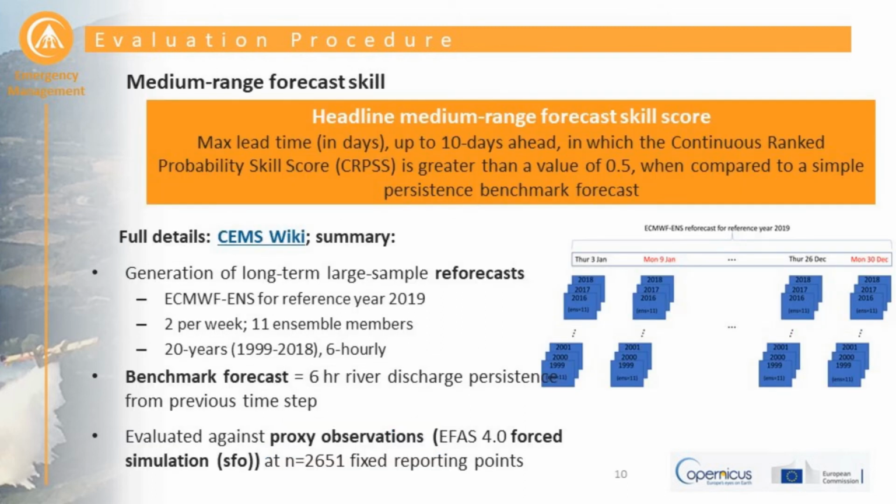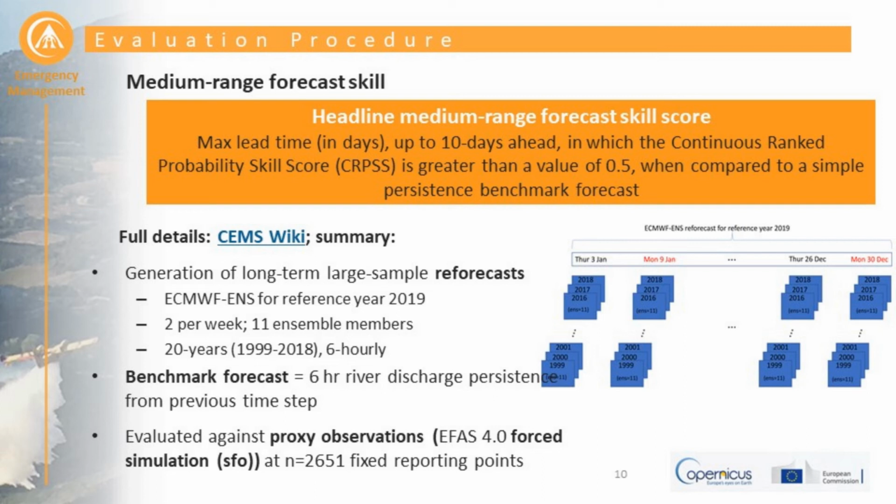So now we want to look at the medium range forecast skill as a priority. And before, from the bulletins, you will know we use the continuous ranked probability score quite often, but what we have been missing in previous years has been a long-term and large sample reforecast to really understand the skill of the system, rather than just season to season. So what we've done is we've performed long-term reforecasts. I'll discuss that shortly, but just to introduce the new headline score that's now available on the web is the maximum lead time in days, out to the medium range, in which the continuous ranked probability skill score, the CRPSS, is greater than a value of 0.5. And that's compared to a persistence benchmark.